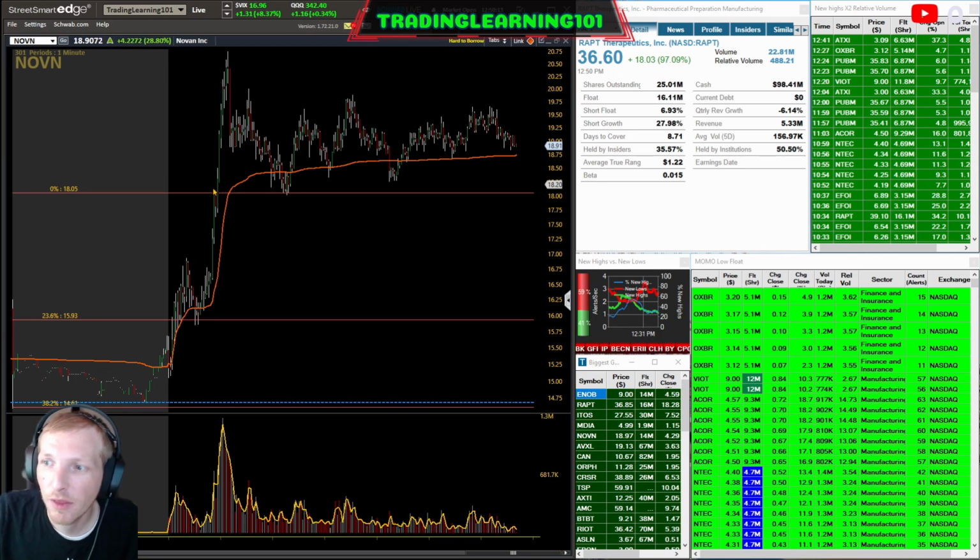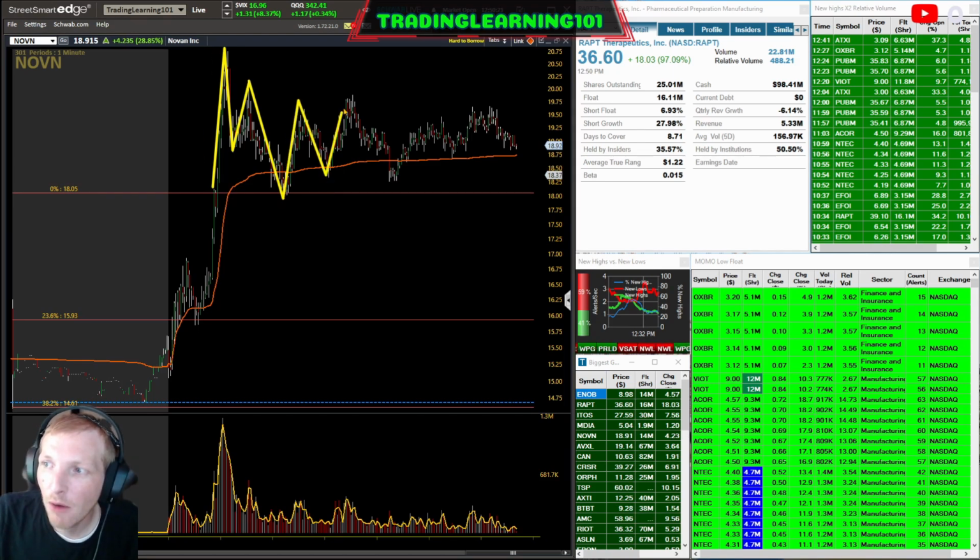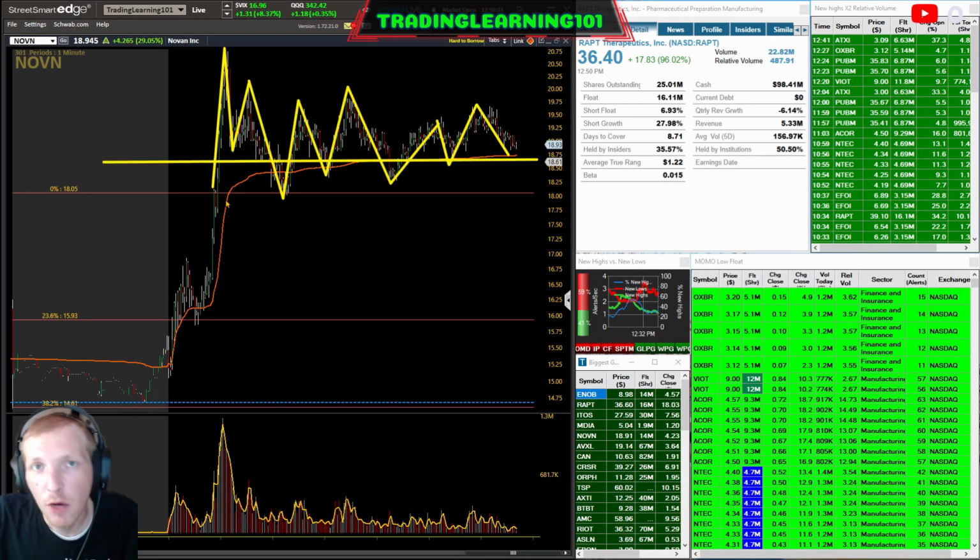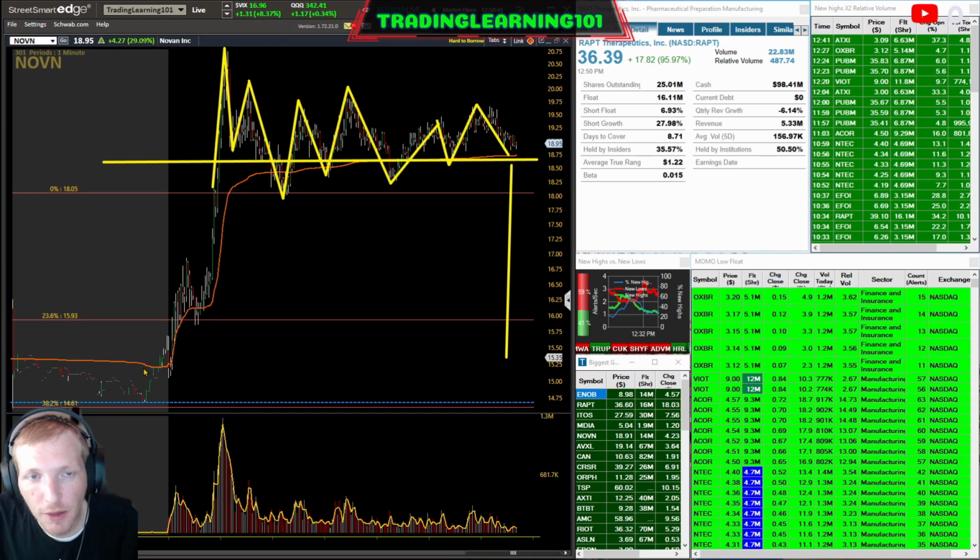Kind of like what this is doing. The first big push there gets that slam down, bounce. Slam down, bounce. Every single time now it comes down and tests that VWAP down here, it's just getting weaker and weaker and weaker. And then the floor is going to fall out. And then that's when the stock's going to free fall to the downside.